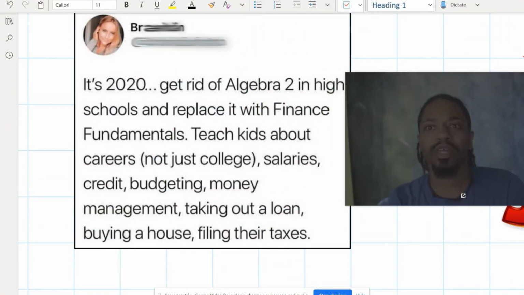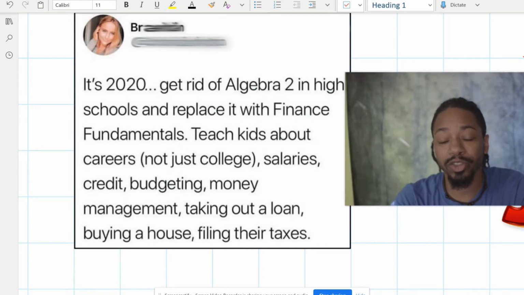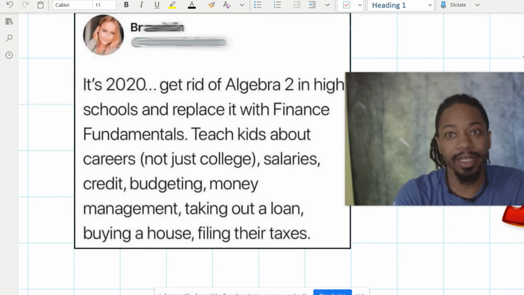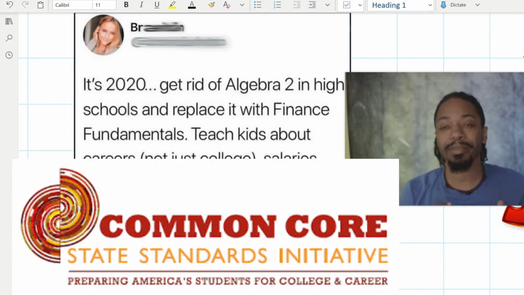All right, so right here we see this young lady says that we should get rid of Algebra 2 because certain things aren't taught in it. Now, I don't know what she was taught in her Algebra 2 class. I don't know what you were taught in your Algebra 2 class. But what I know is what's in the Common Core State Standards.